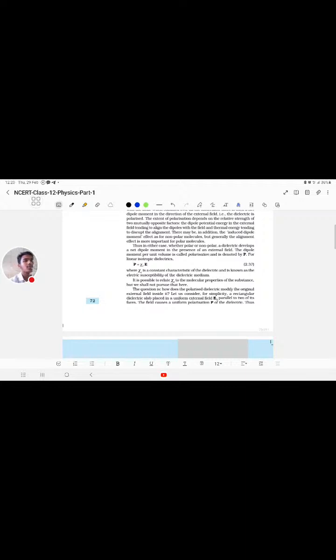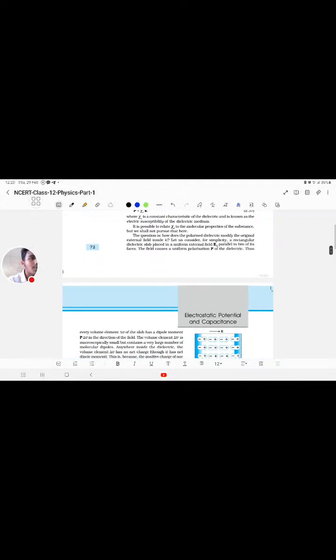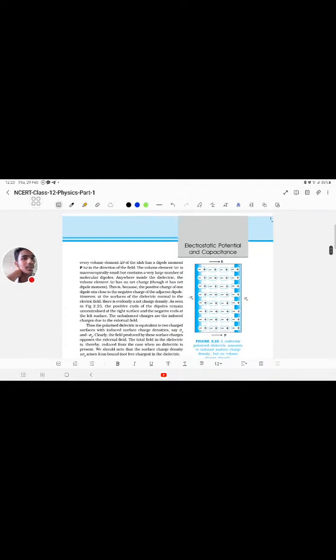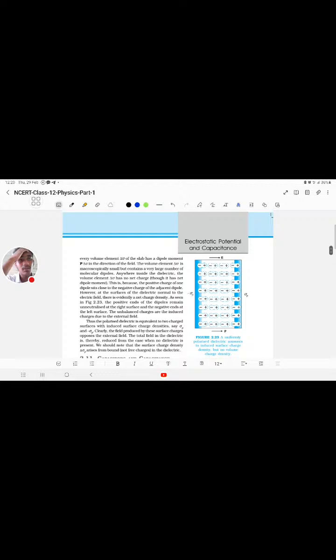Fine, great. So the question is, how does the polarized dielectric modify the original electric field? Let us consider for simplicity a rectangular dielectric slab placed in a uniform external field E naught parallel to two of its faces. The field causes a uniform polarization P of the dielectric. Thus, every volume element delta V of the slab has a dipole moment P delta V in the direction of the field.